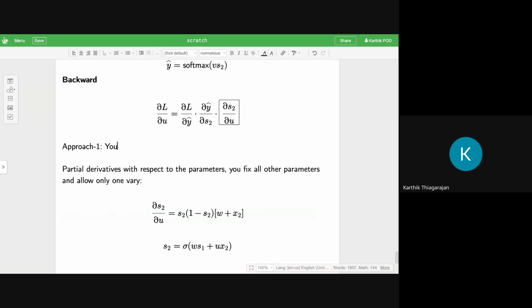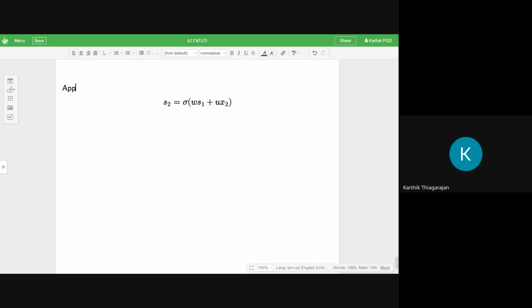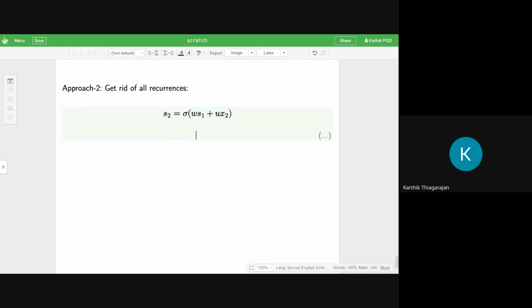What is approach one? You apply the chain rule for partial derivatives in a specific way. Approach two, what you do is, get rid of all recurrences, meaning this is S2. Okay, so let me write it again. So S2 is sigma of U X2 plus W S1, correct? What is this in turn? What is S1? S1 is sigma of U X1 plus W S0. Right? So now this is kind of easier to work with because this you can understand, right?